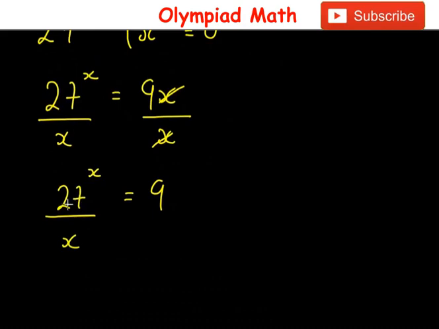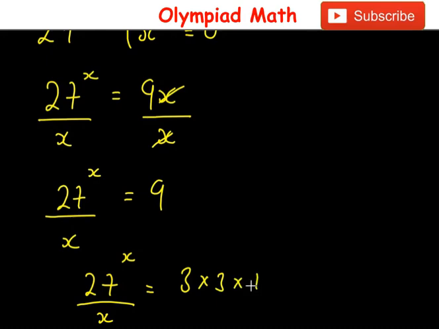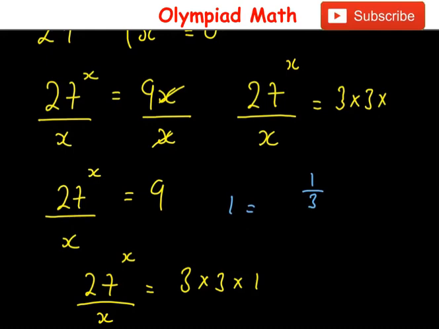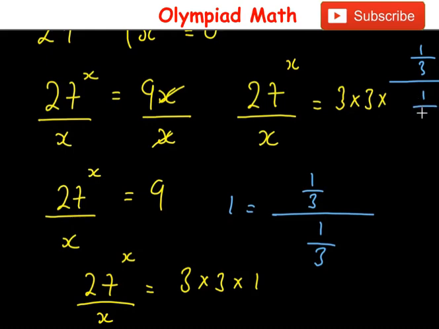Next, we can solve this as 27 raised to power x divided by x, and this equals 9 can be written as 3 times 3 times 1. And from here, we have 27 raised to power x divided by x, and this equals 3 times 3 times, so we can write down 1. 1 can be written as 1 over 3 divided by 1 over 3. So this one right here will be written as this. So we have 1 over 3 divided by 1 over 3.